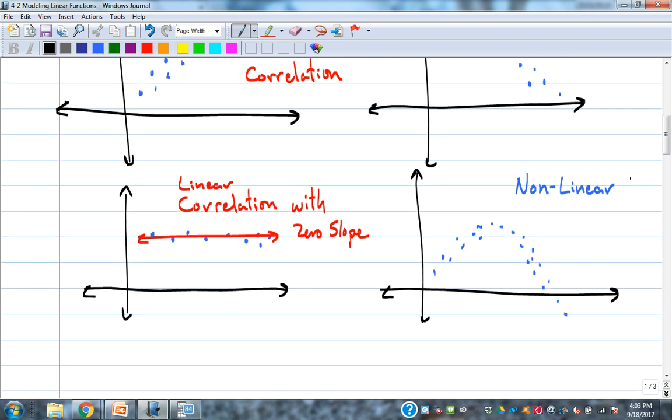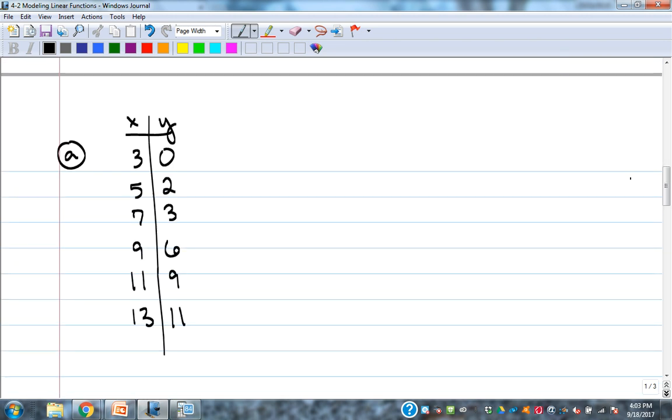So let's start with an example. Some ordered pairs. You've got several of them here: (3, 0), (5, 2), (7, 3), (9, 6), (11, 9), and (13, 11). Nice, a good set of ordered pairs.